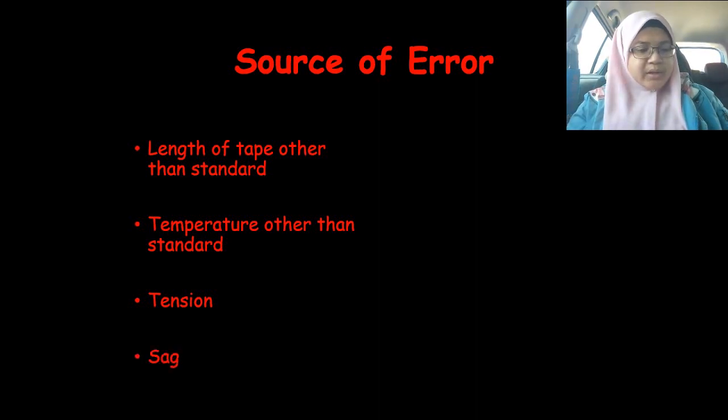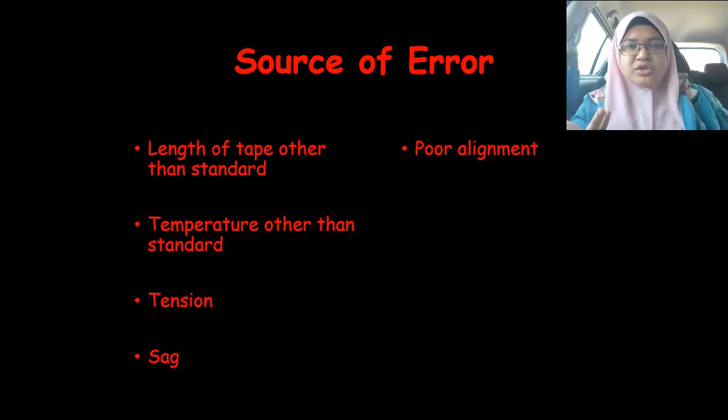Apart from making the tape tense, we might also make it sag. Basically, a tape not supported along its entire length will sag. By applying correct tension, the sag can be reduced. So next would be poor alignment. This occurs when one end of the tape is offline or there is an obstruction in line. So it's very important to select stations that have no obstruction. The actual distance will be less than the measured distance if you have poor alignment.